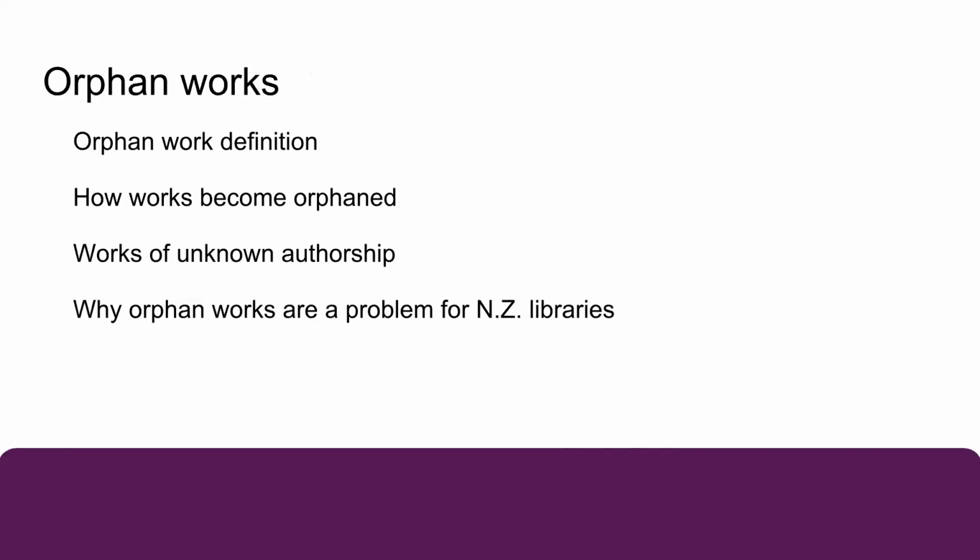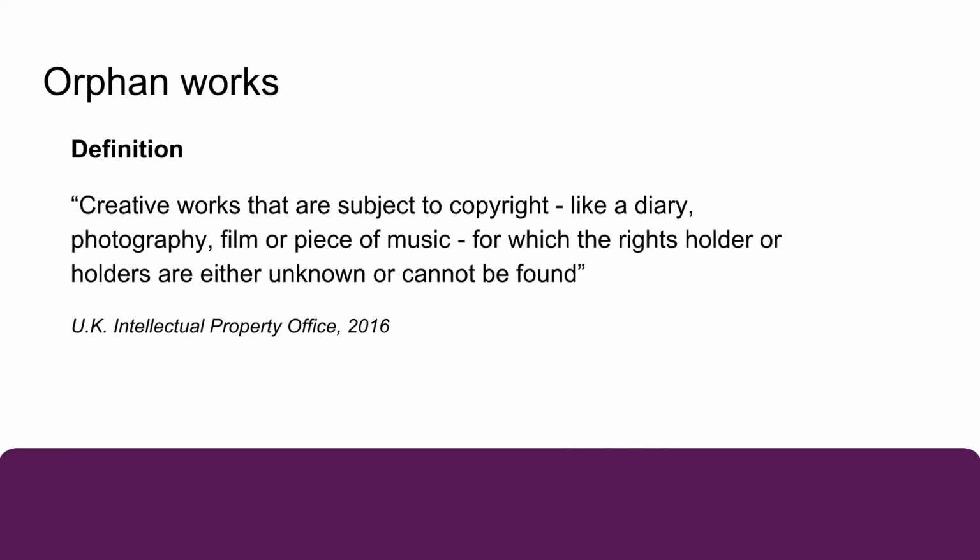So I'm going to start on orphan works and talk about the definition of them, talk about how works become orphaned, talk a little bit about works of unknown authorship, and just talk about why orphan works are a problem for New Zealand libraries. The definition that I like is the definition from the United Kingdom Intellectual Property Office, which I've got here on the screen: creative works that are subject to copyright, like a diary, a photograph, a film, or a piece of music, for which a rights holder or rights holders are either unknown or cannot be found. A key thing to note is that an orphan work is assumed to still be in copyright.